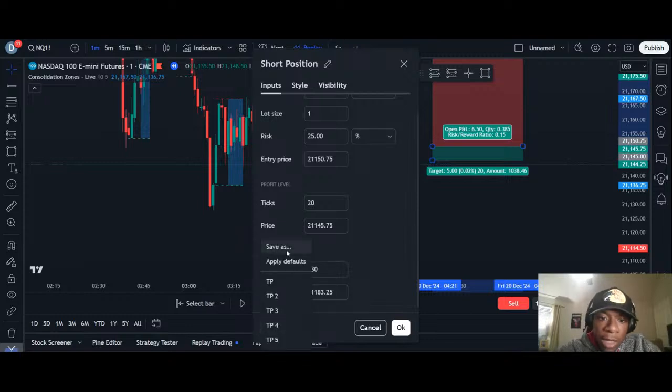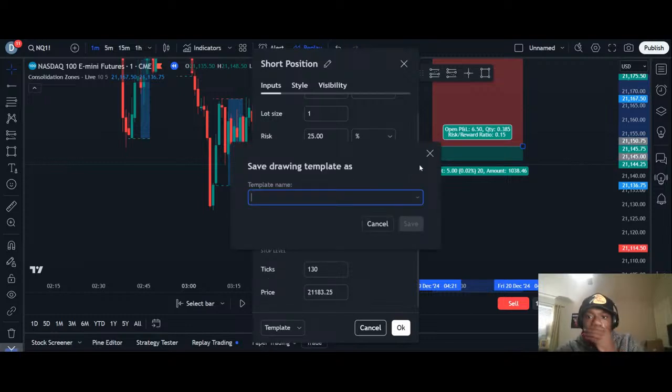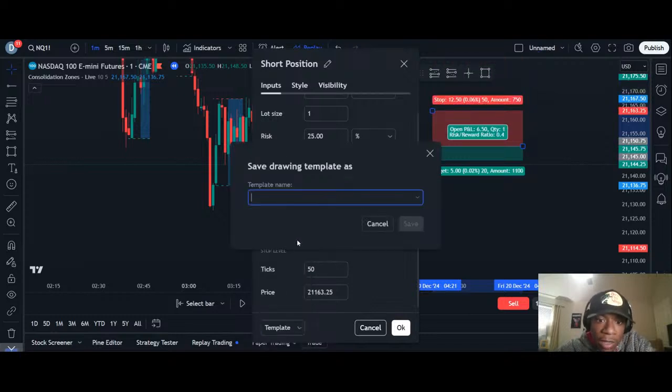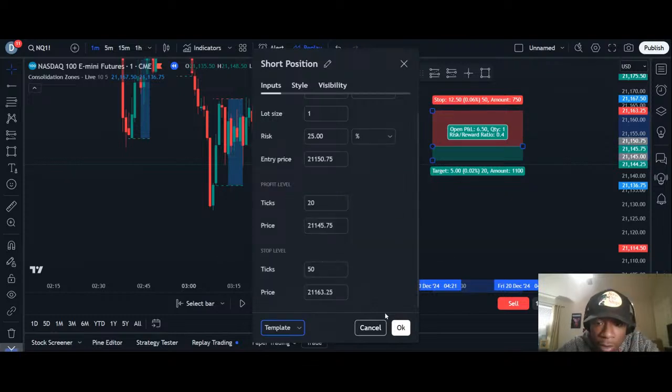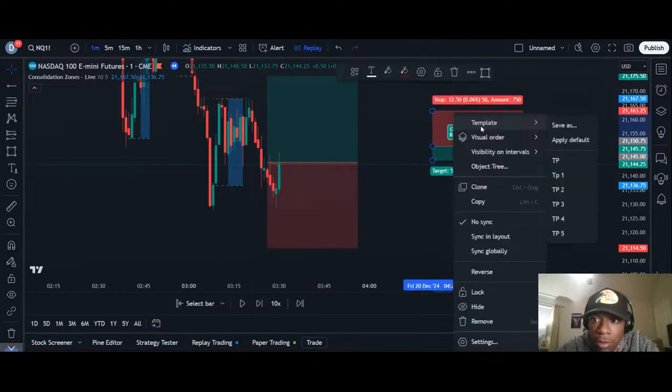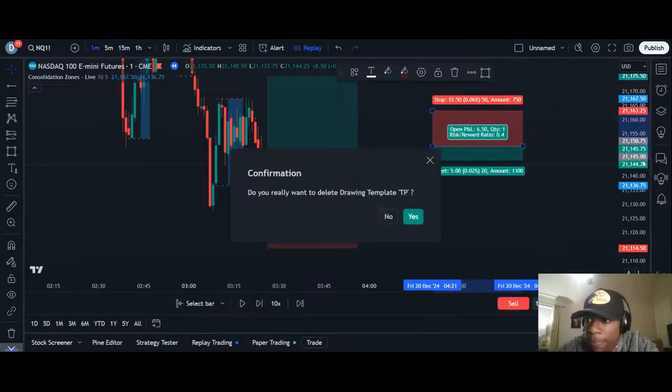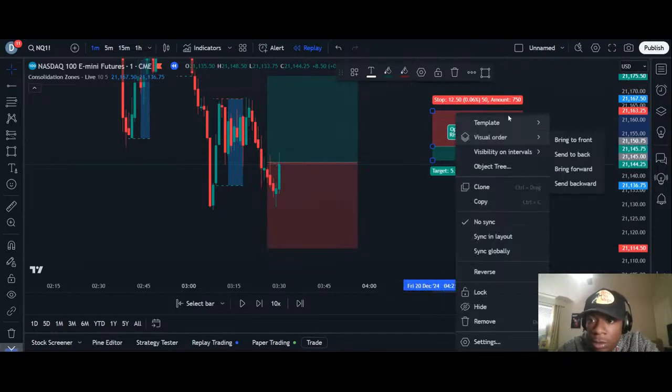I recommend when y'all are saving your templates, you label them. All you gotta do is click save as, type TP1, save, and then boom, now you got an easy to use template. Well, I guess I don't need this one anymore. Now you have an easy to use template.